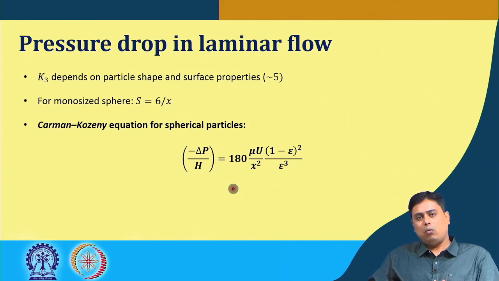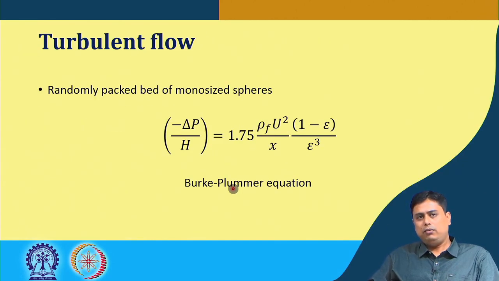So, similarly, what could have been the pressure drop for the turbulent flow? For the turbulent flow in a randomly packed bed of monosized spheres, the expression is this one, which is minus del p by h equals 1.75, the coefficient, times rho_f u squared by x multiplied by (1 minus epsilon) divided by epsilon cubed.